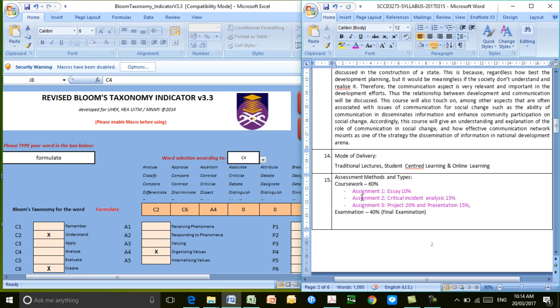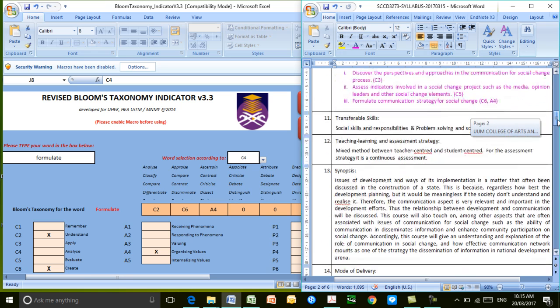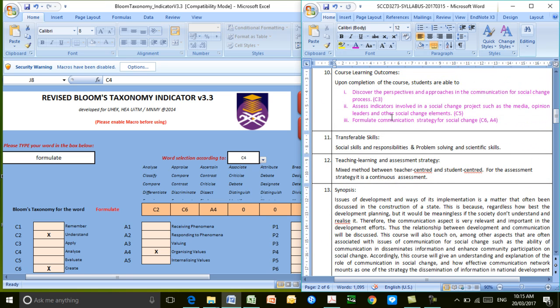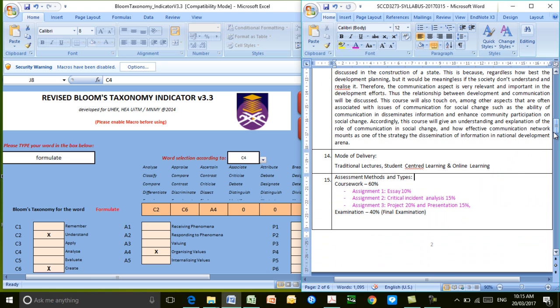So over here, in UUM we have two main methods, coursework and examination. Under the coursework we have to indicate the individual assignments that we assign to students, right? So for example here I have 3 assignments. Most likely these 3 assignments reflect all 3 of my course learning outcomes.